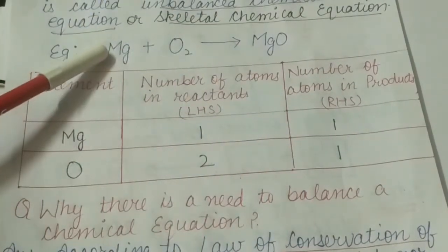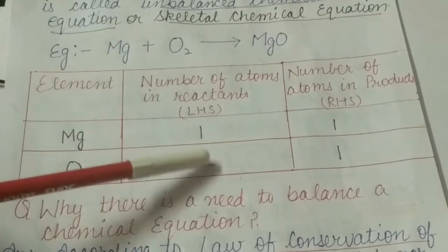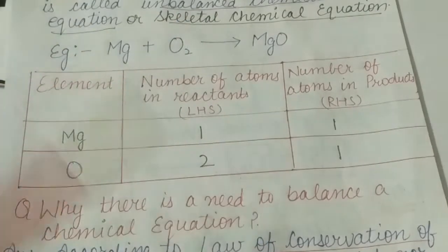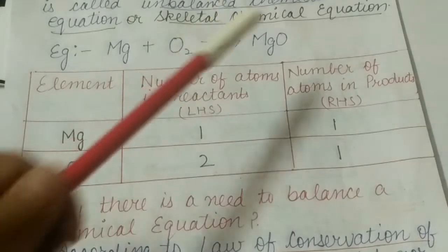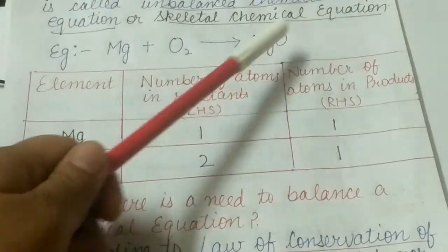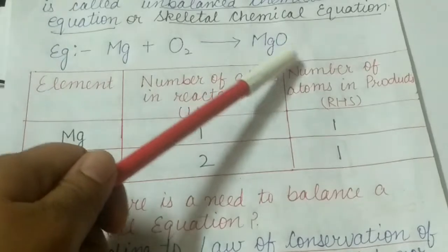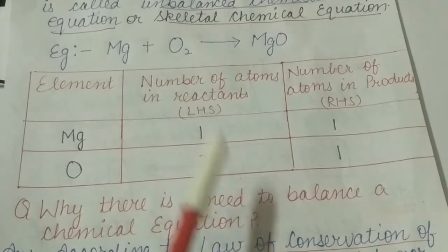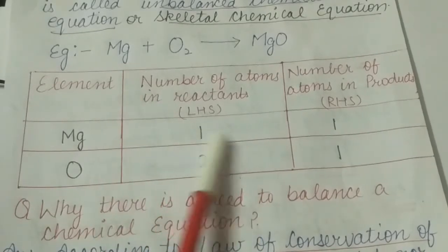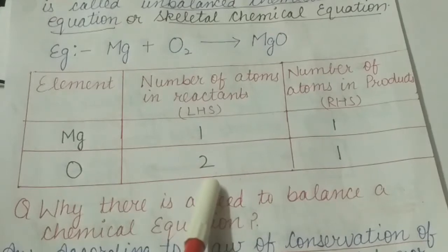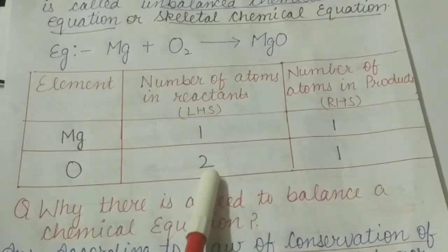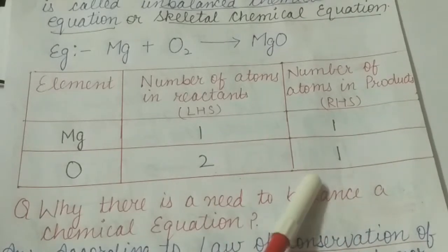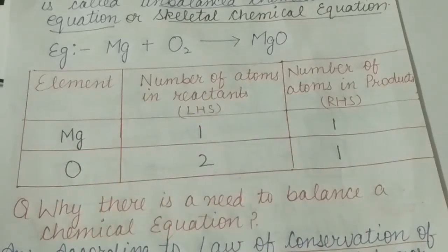As you know, magnesium contains only one atom, so I have written 1 here. In case of oxygen, it contains 2 atoms, so I have written 2. On the product side, the right hand side, magnesium and oxygen both contain only 1 atom, so I have written 1 and 1. From this table you see that magnesium contains 1 atom on both sides, but oxygen contains 2 atoms on the left hand side and only 1 atom on the right hand side, so it is an unbalanced chemical equation.